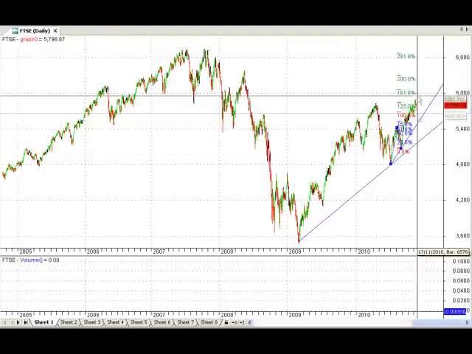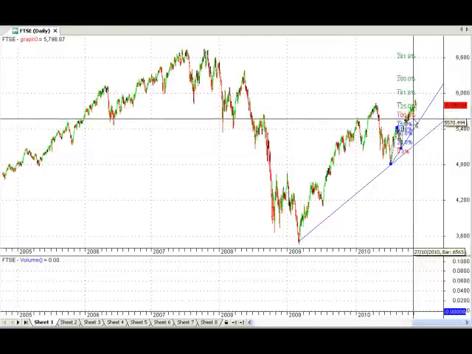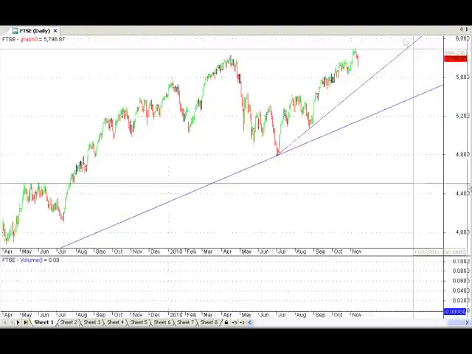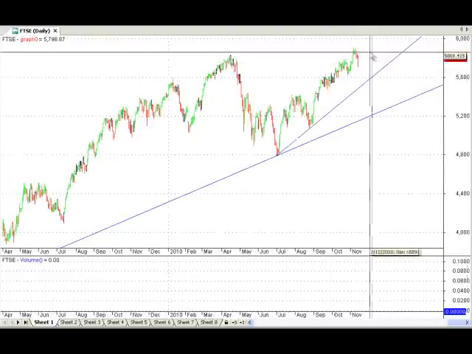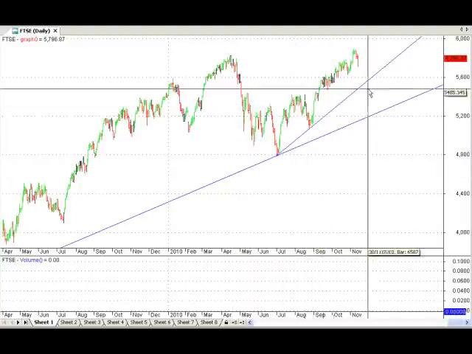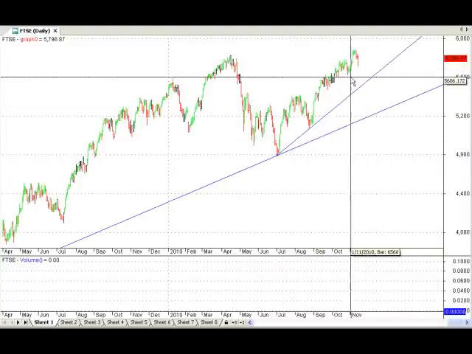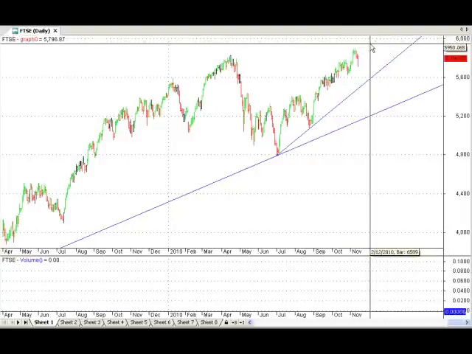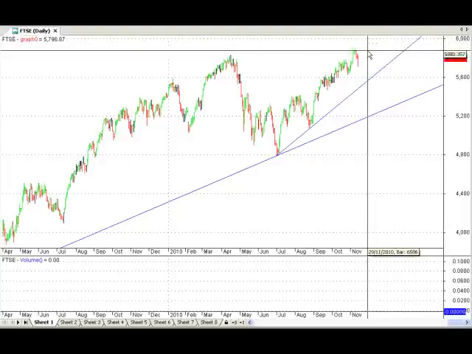It's around the 6,000 mark, which is also a round number, and round numbers tend to be high psychological resistance on the FTSE, or on any market. But again, it's well above its uptrend line, still in an uptrend as well. 6,000 would be the most likely target for the FTSE.